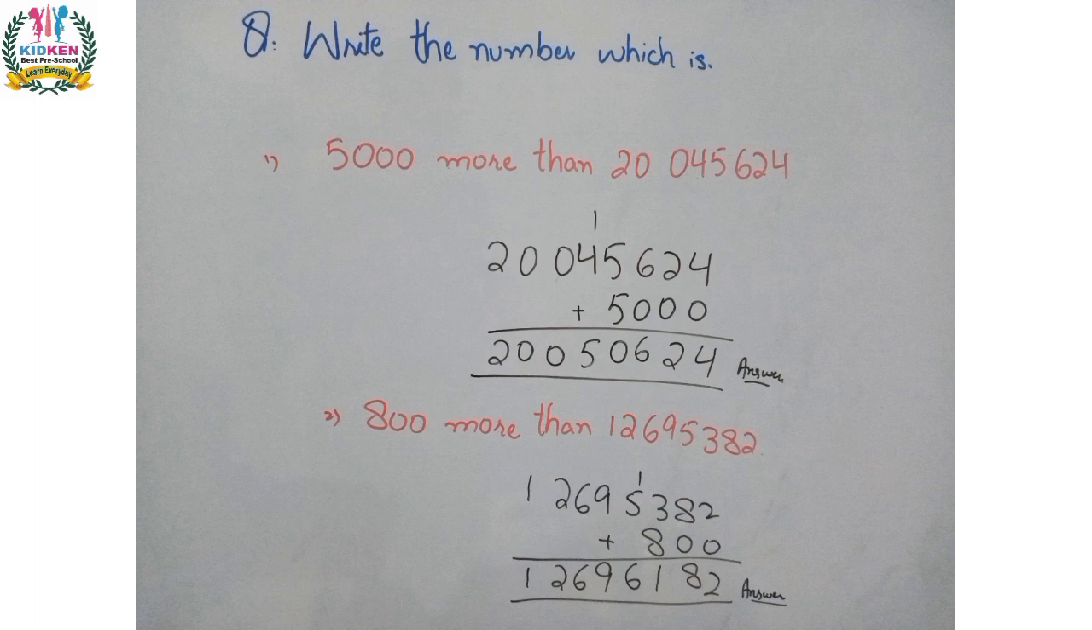Second question is 800 more than 1269538. So simply we can add 800 to the number. We start adding: 8 and 0 is 8, 3 and 0 is 3, and 5 and 8 we can add to get 13. So we write 3 in the answer box and 1 as a carry. Then 5 plus 1 is 6, 9 plus 0 is 9, 6 plus 0 is 6, 2 plus 0 is 2 and 1 plus 0 is 1. So this is the final solution.